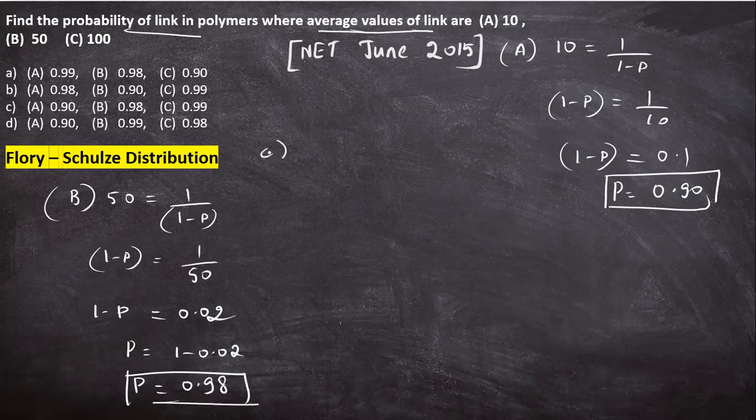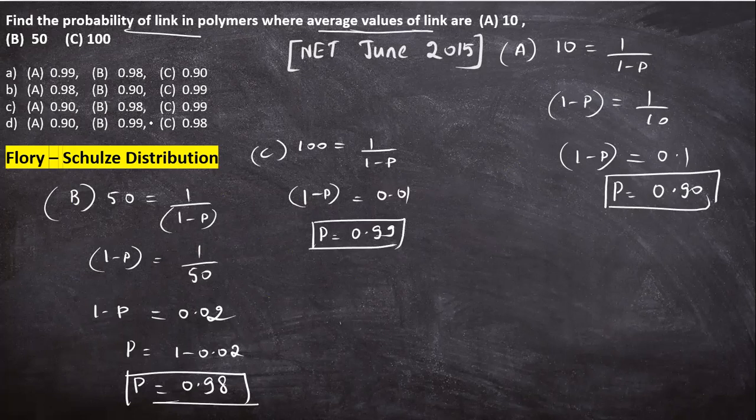Next, for C, they have given the link average as 100. It is 1 upon 1 minus p. So 1 minus p is equal to 1 upon 100, which is 0.01. So p will be equal to 1 minus 0.01, and its value is 0.99. So option C is the correct answer. First it is 0.90, 0.98, 0.99. Option C is correct.